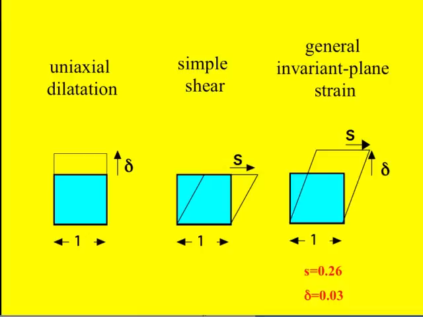So that's also an invariant plane strain. If I combine these two deformations, then I get a general invariant plane strain, which involves a shear deformation and a volume change normal to the habit plane. Right? And for martensitic transformations, the shear strain is of the order of 0.26, and the volume change is 0.03. So these are massive deformations, right?